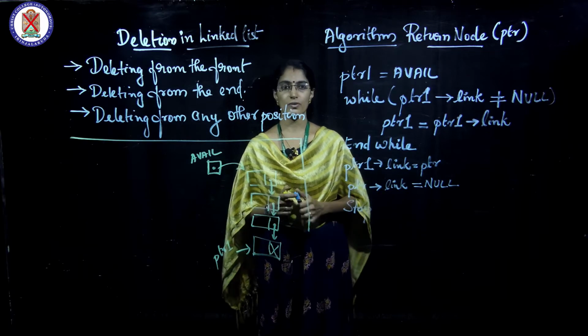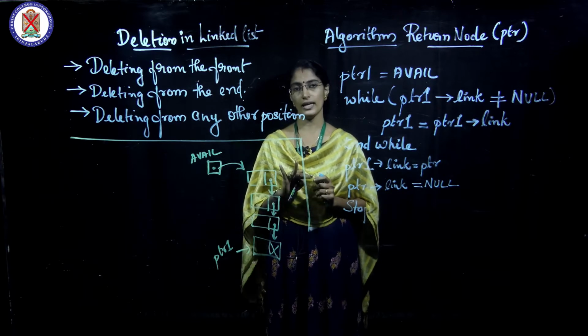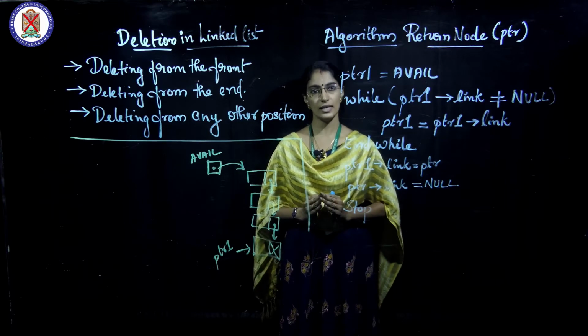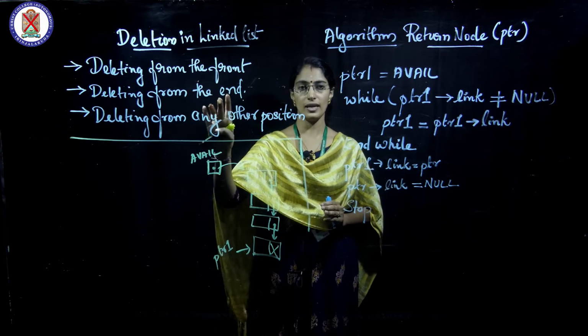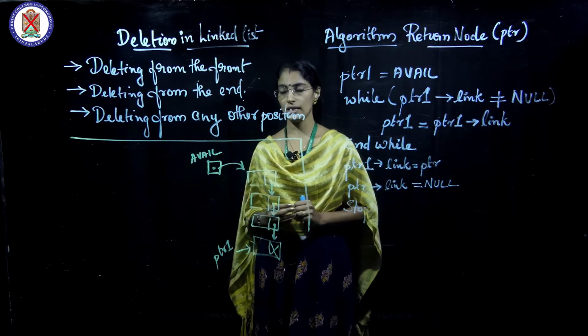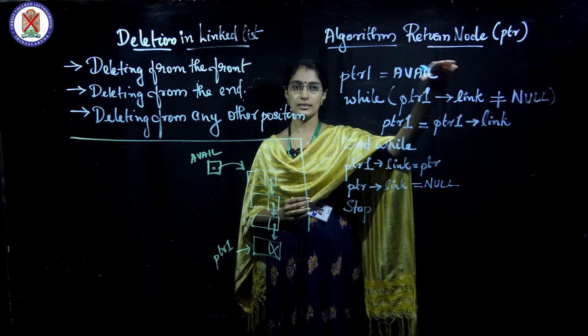In previous videos we have seen insertion. Insertion takes place in three places: at the front, at the end, and at any other position. Similarly, deletion also takes place in three places: at the front, at the end, at any other position in a linked list. Before going to the deletion algorithm, we have to see another algorithm which is named return node.